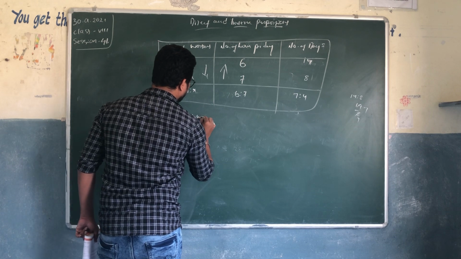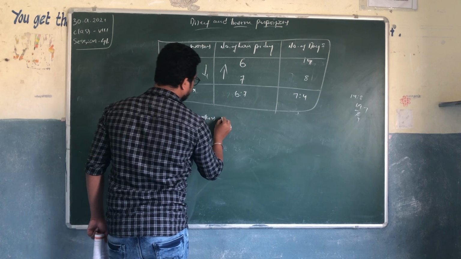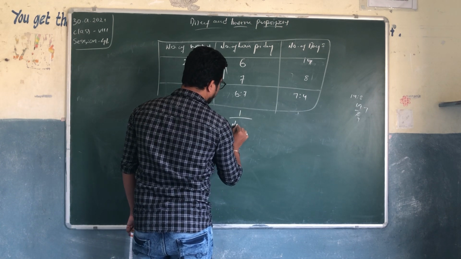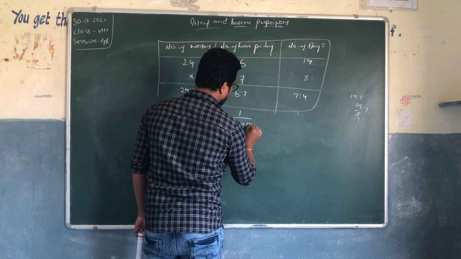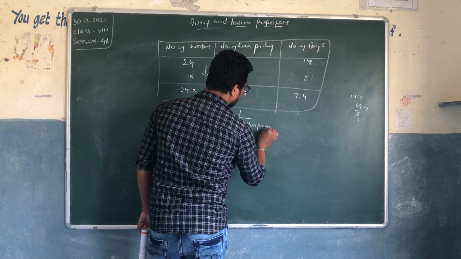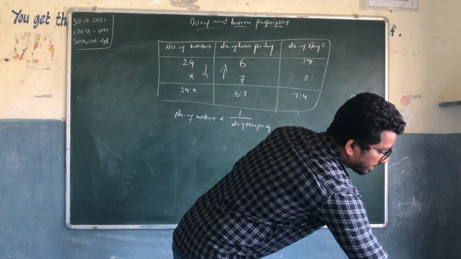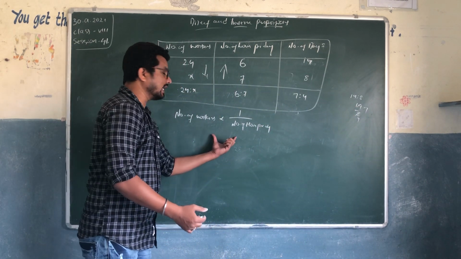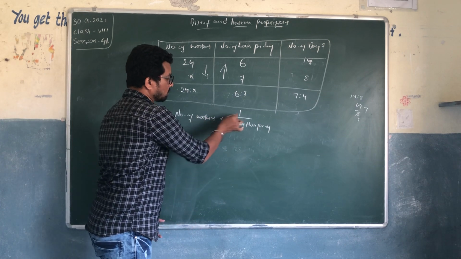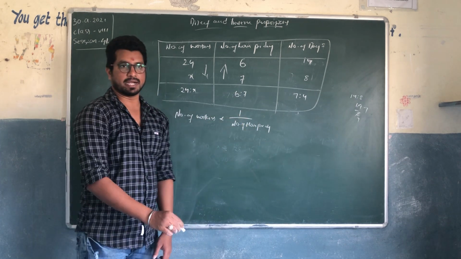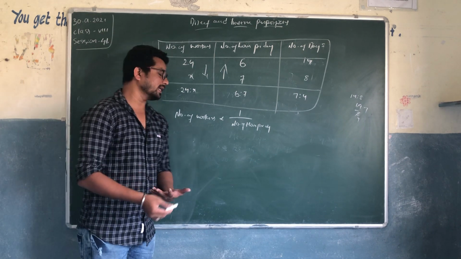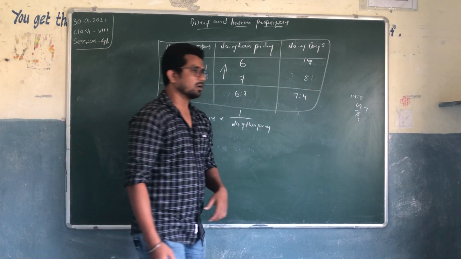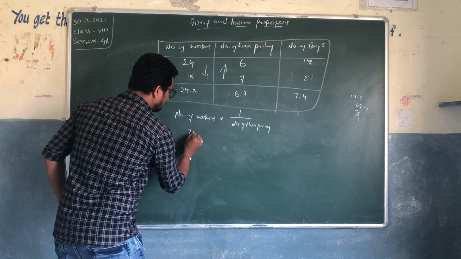Number of workers is directly proportional to 1 by number of hours per day, right? Got it, right? To write, we will write like this. Number of workers directly proportional to 1 by number of hours per day. When we are reading, we should say number of workers is inversely proportional to number of hours per day, right? Okay. So what happens now?